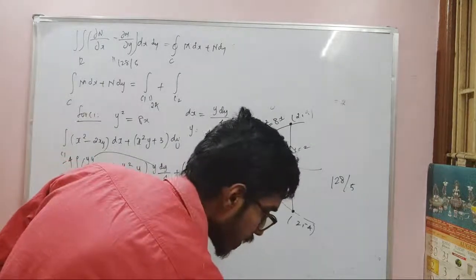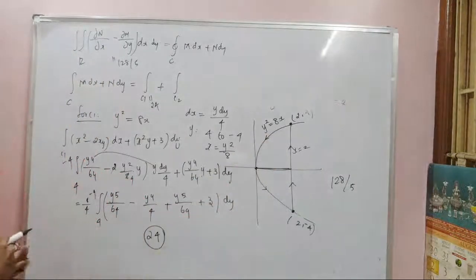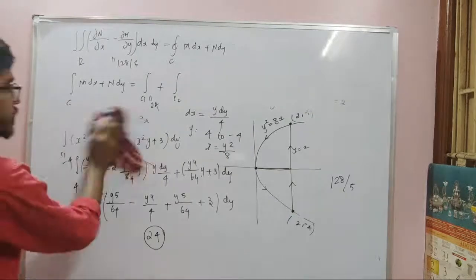Now we need to find C2. So let us say this is C1. Now we need to find C2. This is a very easy task. You just have to apply the y power n formula to integrate this.